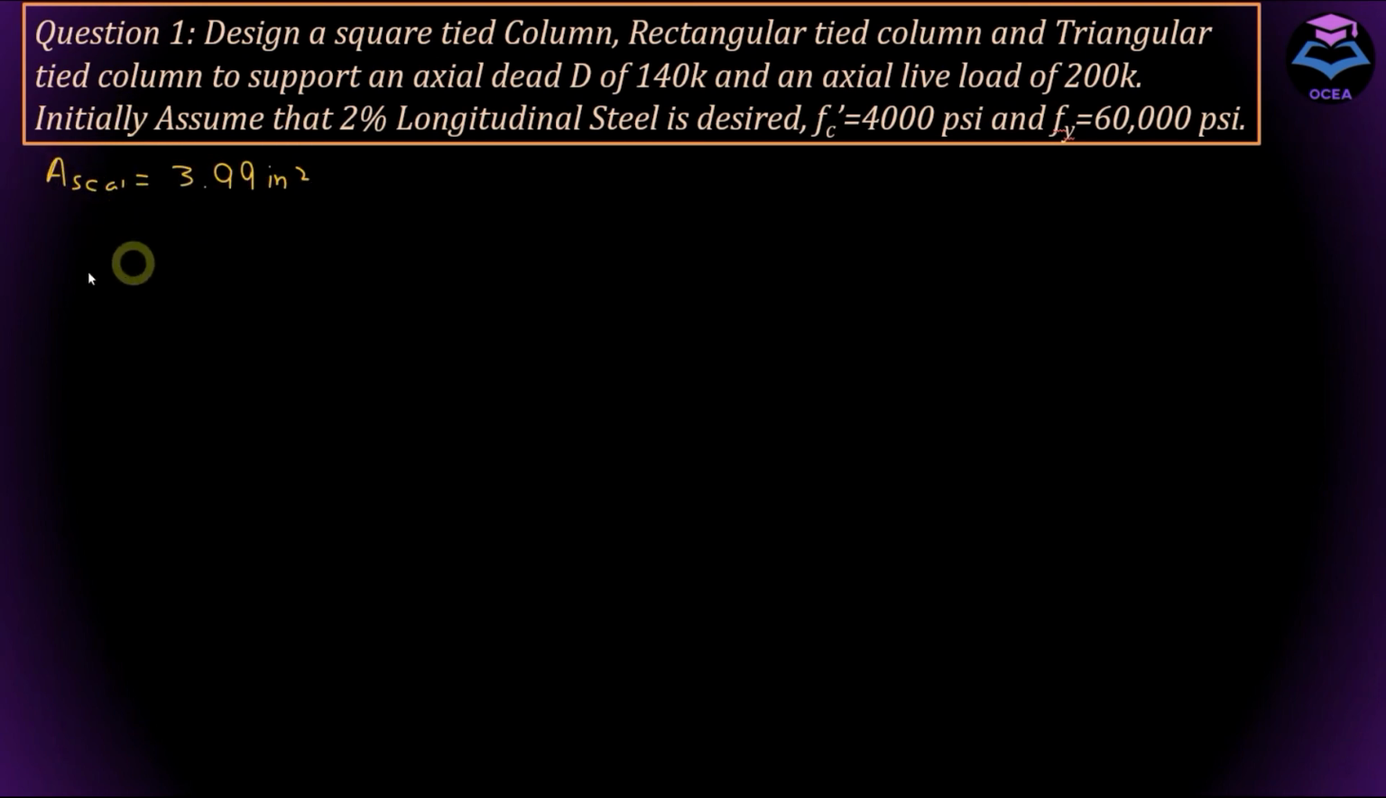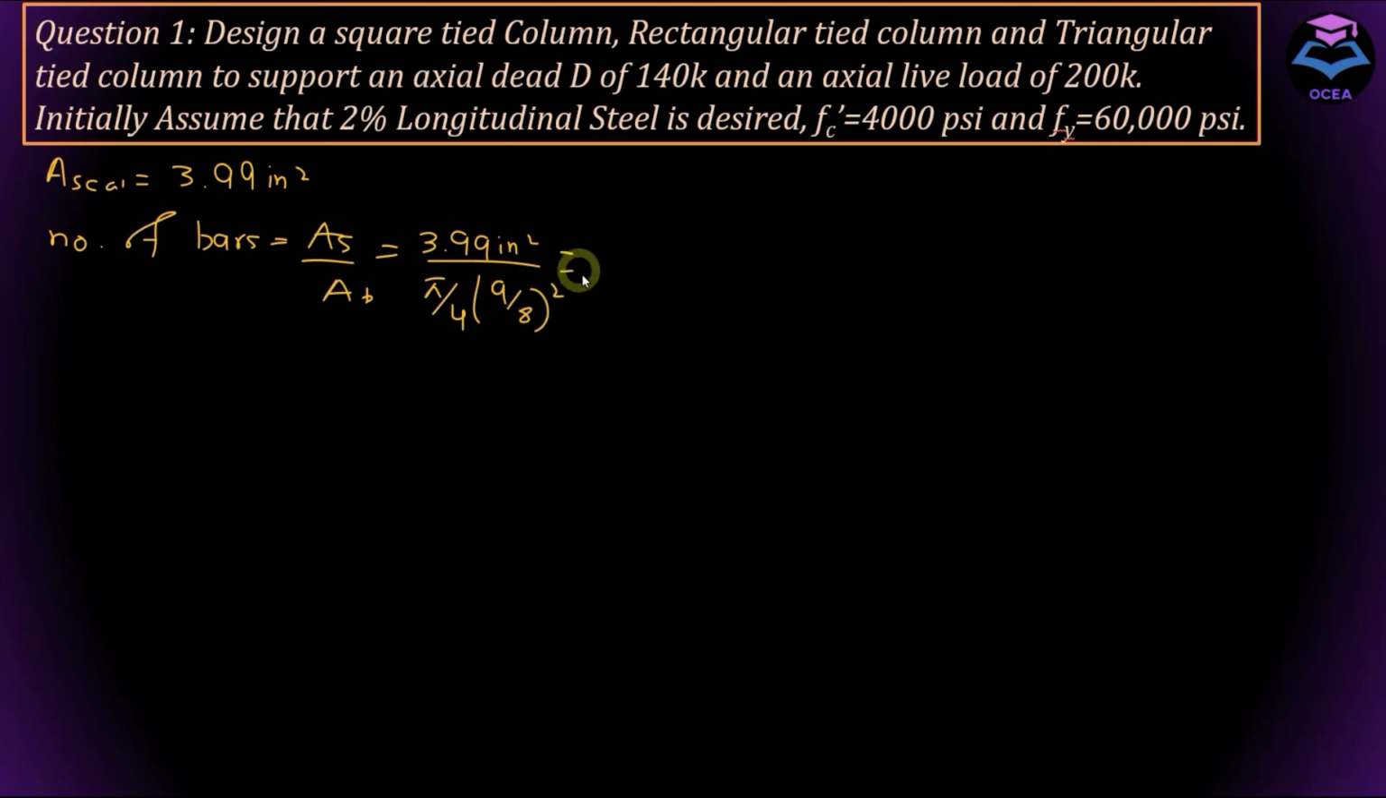And now we will calculate the number of bars, and the number of bars is equal to As over Ab. As calculated is equal to 3.99 inch square, and let's assume that we are using number 9 bar. And number of bars in this case is equal to 4.01, which is approximately equal to 4.